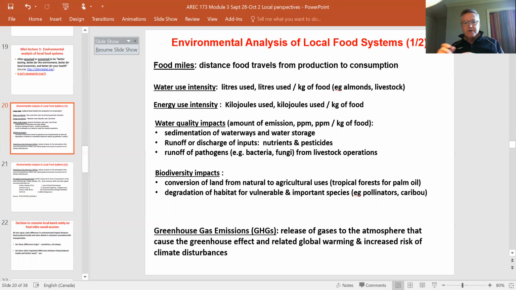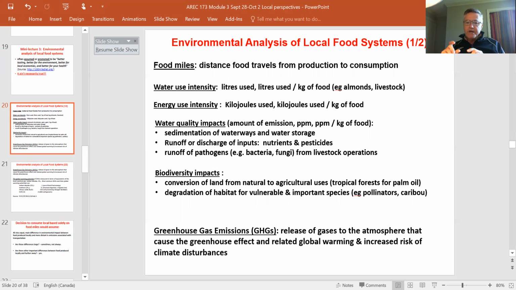So that's water use. We could also think about intensity of energy use, like the kilojoules used by an industry in a particular area, or again in intensity terms, in kilojoules per kg of food. We can also think about water quality impacts, which are important.